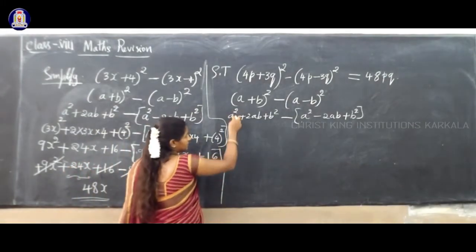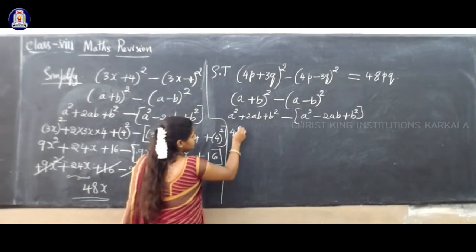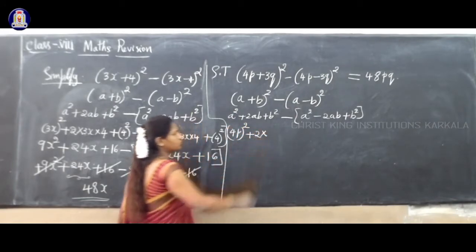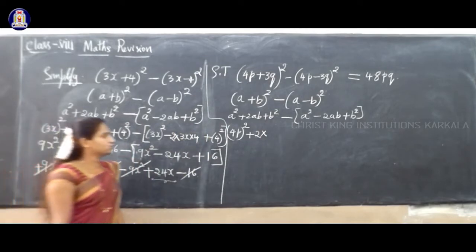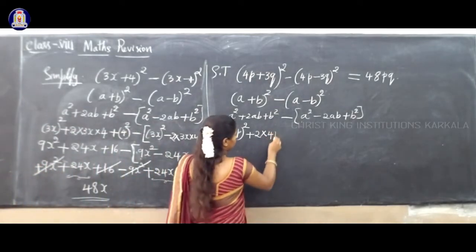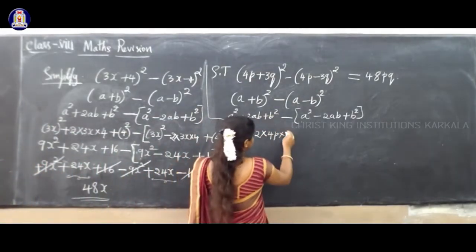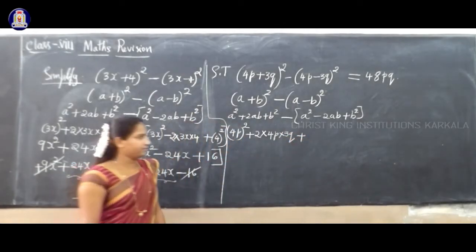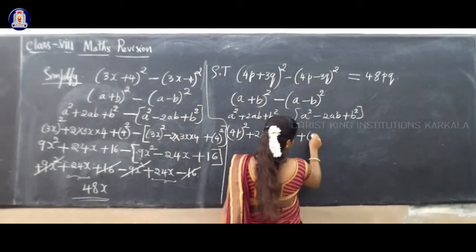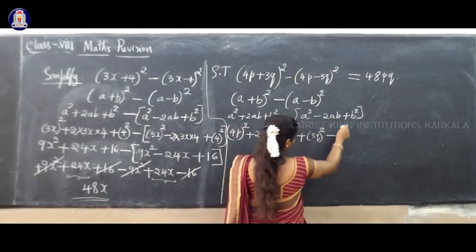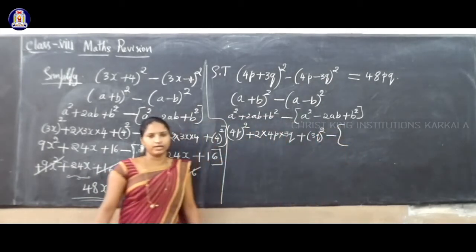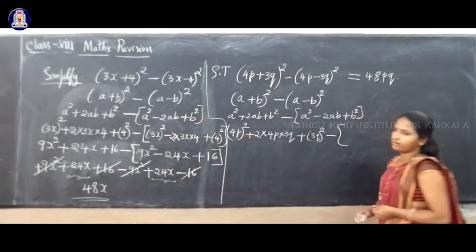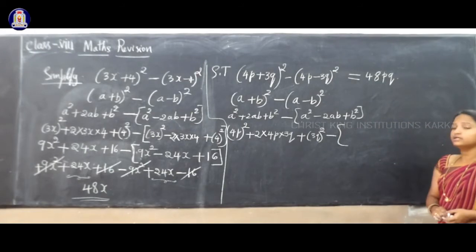So we will get a square, that is (4p) whole square, plus 2 into 2ab. Means 2 into a is 4p and b is 3q, plus what is b square? B square is (3q) the whole square. Okay. Next, inside the bracket, that is a square minus 2ab plus b square.